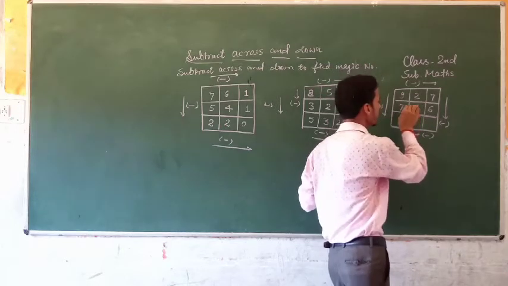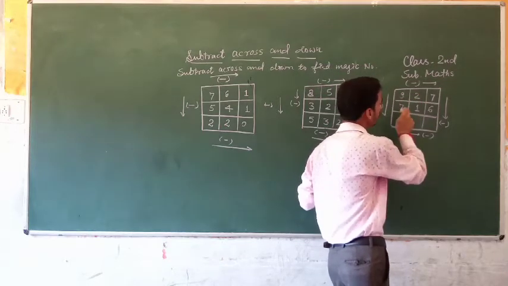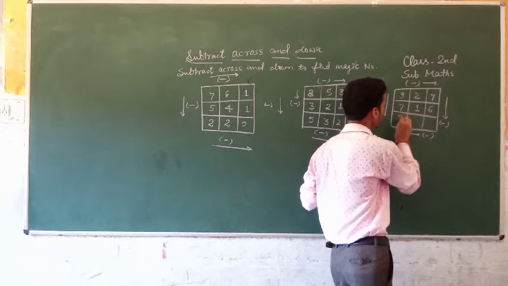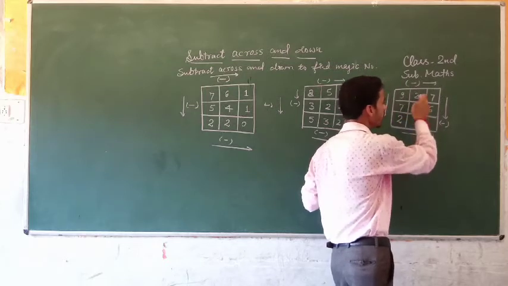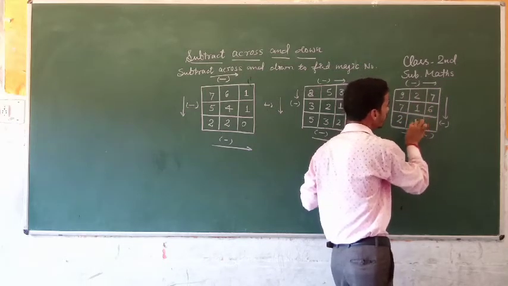Now we will subtract down. That means here is 7, here is 9. We will subtract 7 from 9. Here will be 2. And when we subtract 1 from 2, here will be 1.